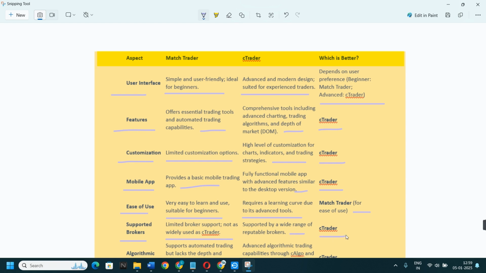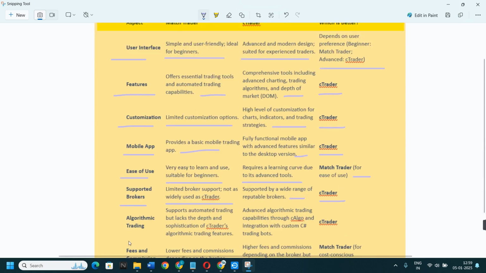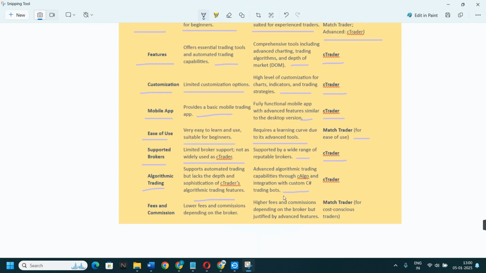cTrader supports automated trading but lacks the depth and sophistication of cTrader's algorithmic trading features. And cTrader provided advanced algorithmic trading capabilities through cAlgo and integration with custom C# trading bots. So cTrader is better. And in the last, let's look at the fees and commission.